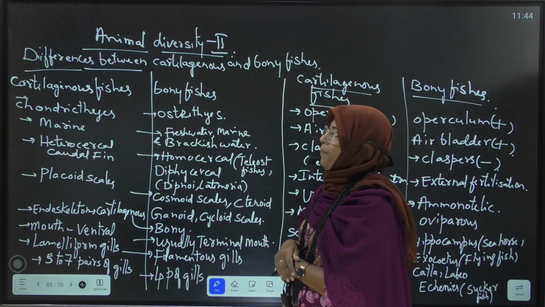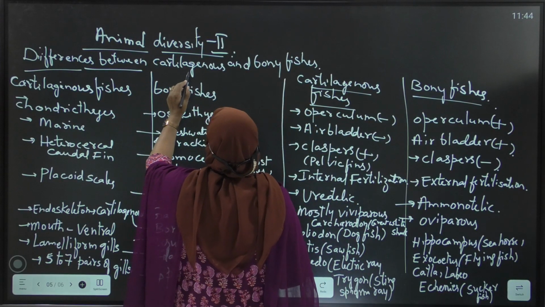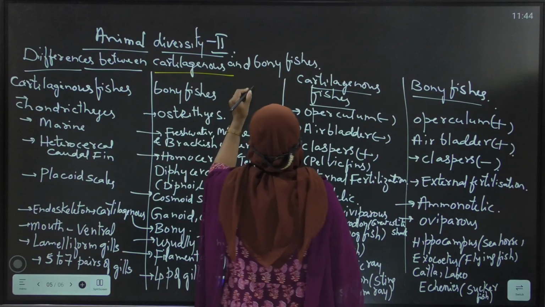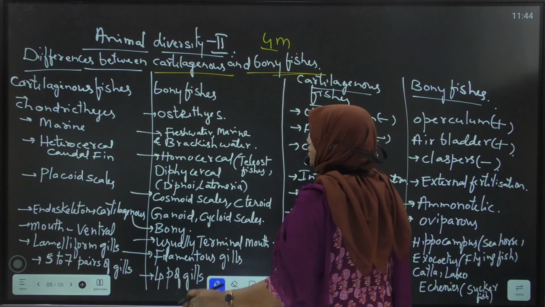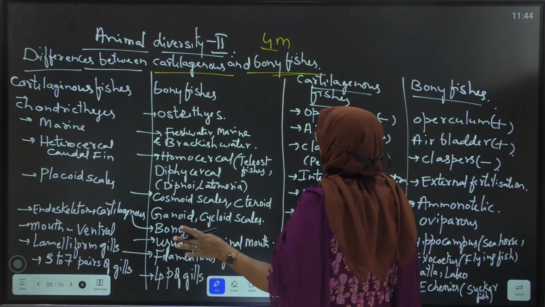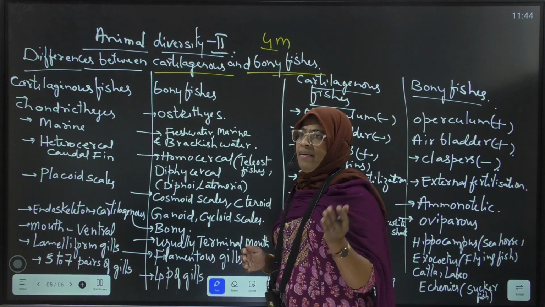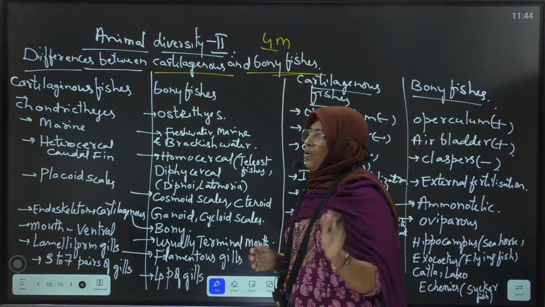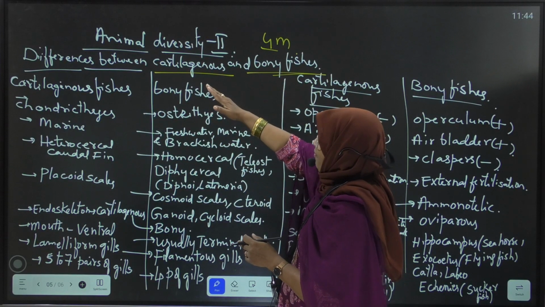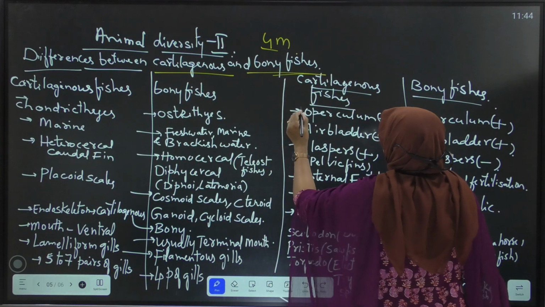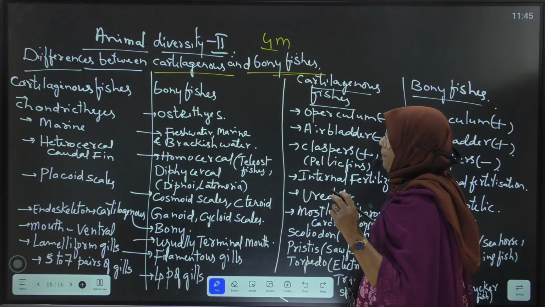This is one of the important chapters. In that, differences between cartilaginous and bony fishes is a very, very important 4 marks question. Now we are going to discuss the differences between cartilaginous and bony fishes. This is from which chapter? Animal diversity 2 of first year zoology. It is a very, very important 4 marks question for IPE.